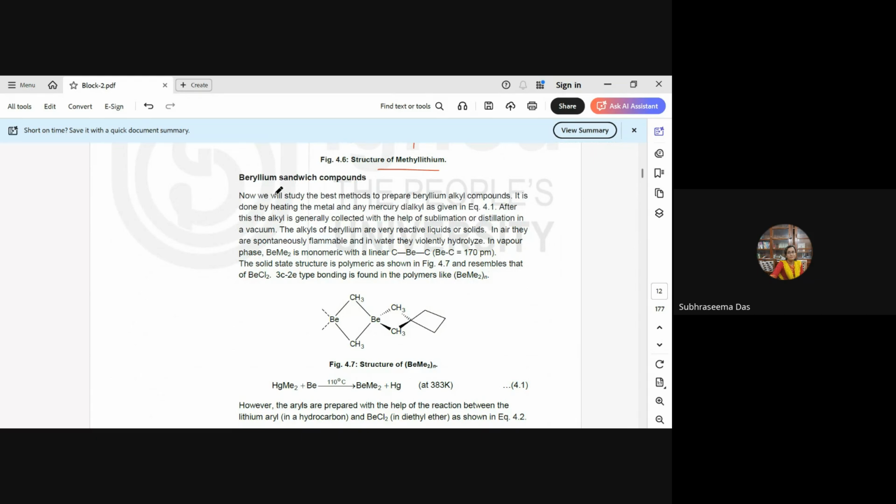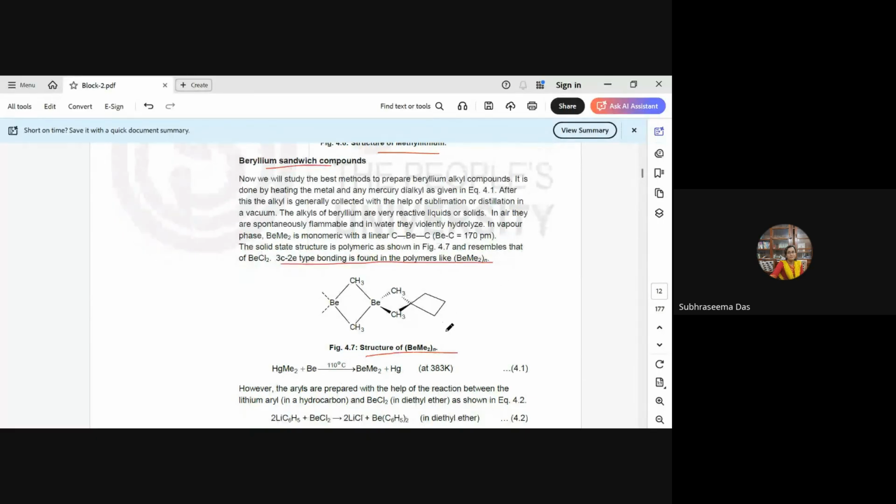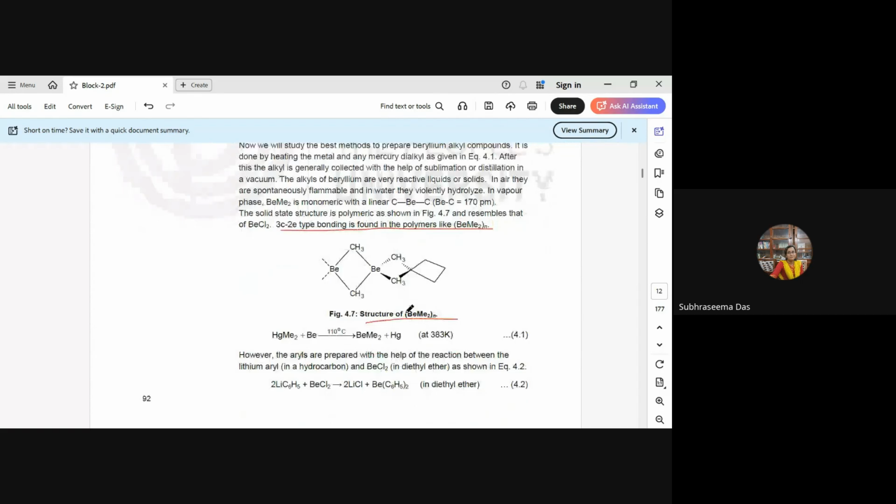Then we have another class of compounds, the beryllium sandwich compounds. Beryllium alkyl compounds are prepared by heating mercury dialkyl with the metal. The alkyls of beryllium are mostly very reactive liquids or solids. Here BeMe2 is linear, but in the solid state it has a polymeric structure, as shown, and it represents the 3 center 2 electron type of bonding, shown here in such BeMe2 polymeric compounds.